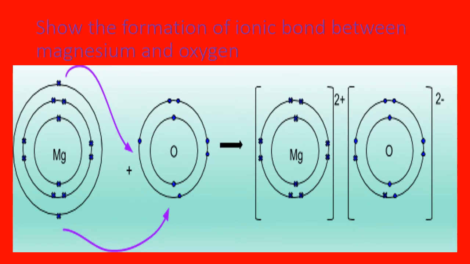When the magnesium atom loses 2 electrons, it forms a magnesium 2+ ion. And when the oxygen atom gains 2 electrons, it forms an oxygen 2- ion, indicating that oxygen has 2 more negative charges and magnesium has 2 more positive charges. The compound formed is magnesium oxide, and there is an electrostatic force of attraction between these oppositely charged ions, which is what we call an ionic bond.